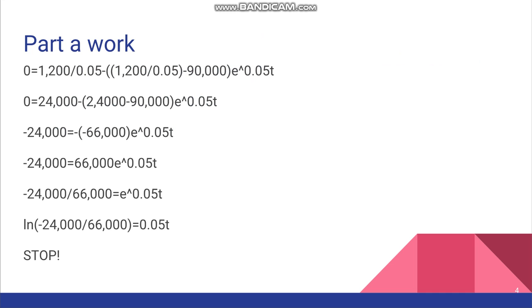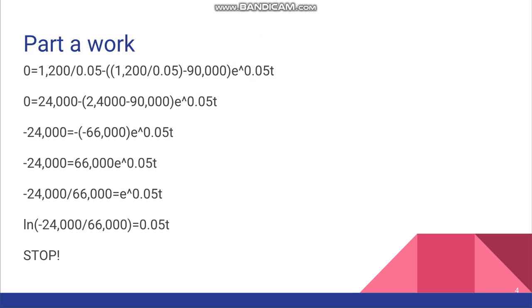To continue to get E by itself, I will then divide both sides by 66,000. This means I will divide negative 24,000 by 66,000 as well. In the next step though, we must stop because the value inside the natural log to get the exponent of E by itself is negative, and this can't happen. Part A cannot be solved. This is due to the fact that no natural log can contain a negative value.